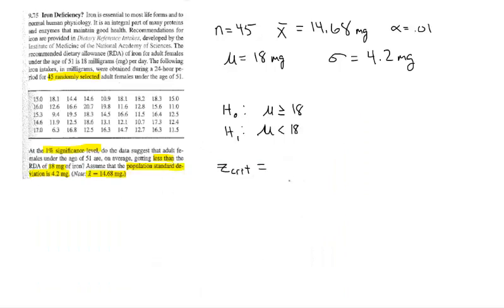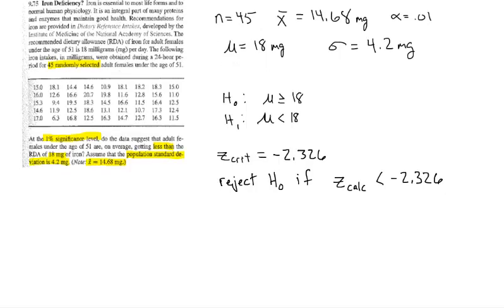So we go back to our problem, and our z crit, now it was 2.326, but we're left-tailed, so it's going to be negative 2.326. And now we need to set up our rejection region. So we're going to say we're going to reject H naught if our z calc is less than negative 2.326. And now we need to find our z calc.